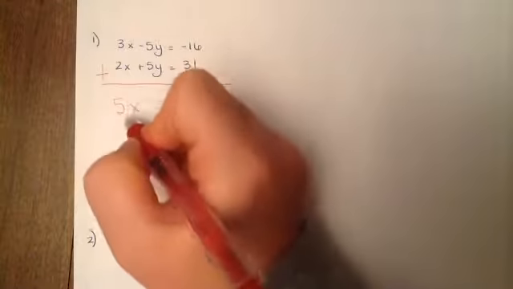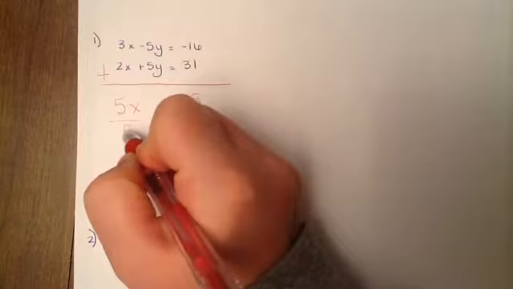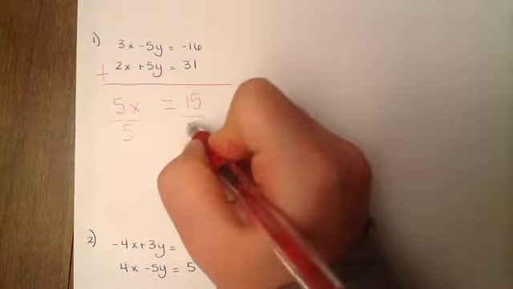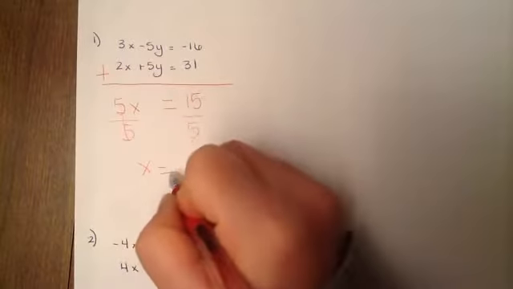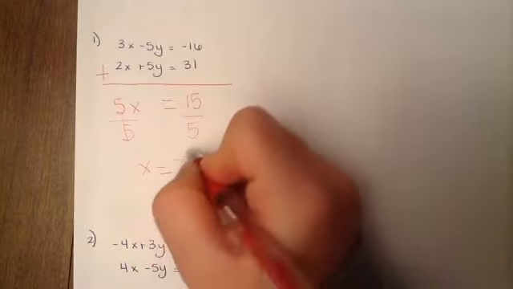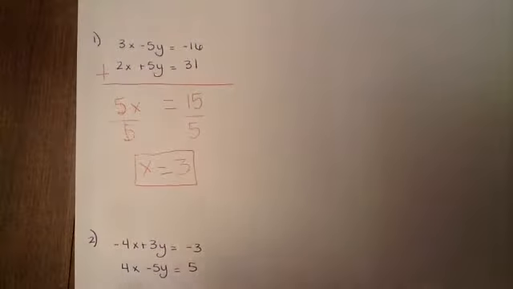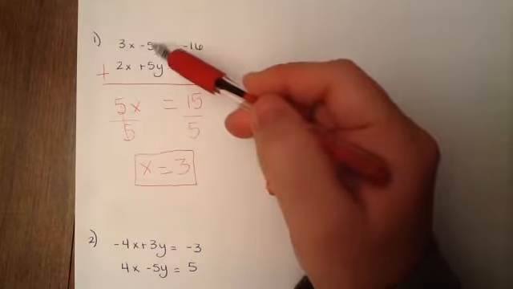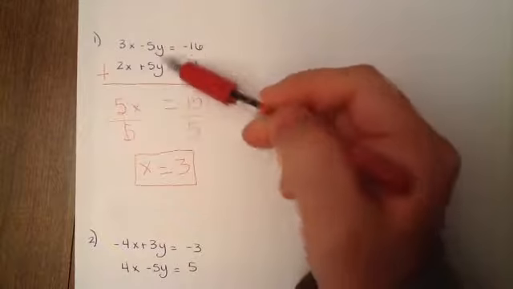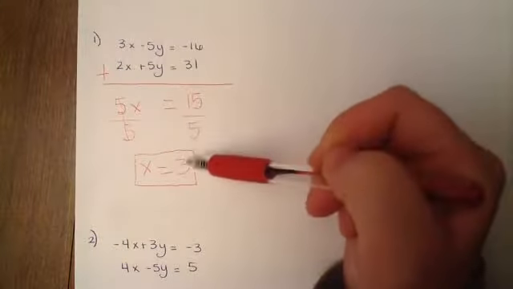Solve for x. To get rid of a times 5, divide by 5. X equals 3. Find opposites. You need to have an opposite, negative 5 and a positive 5. Add down. You should have eliminated the variable at that point. Solve.